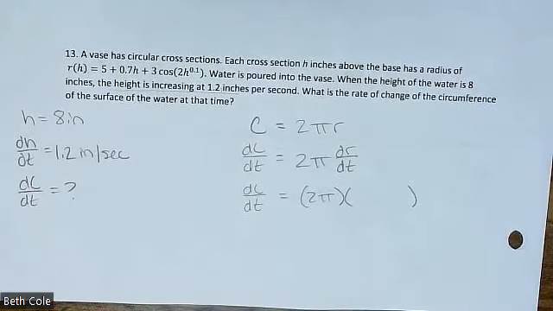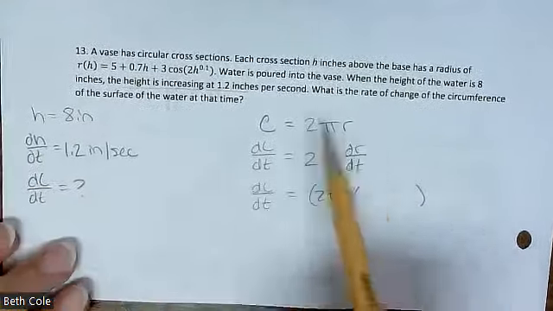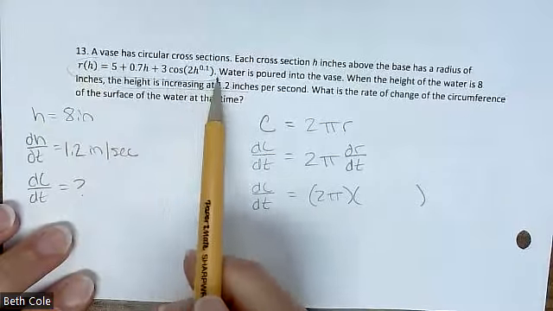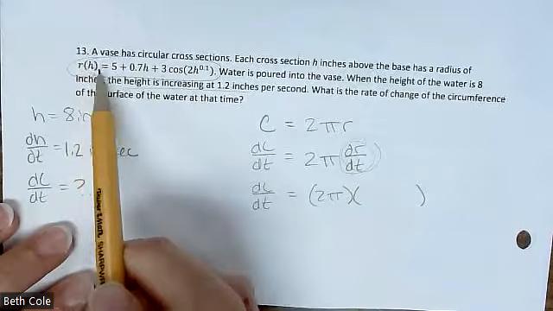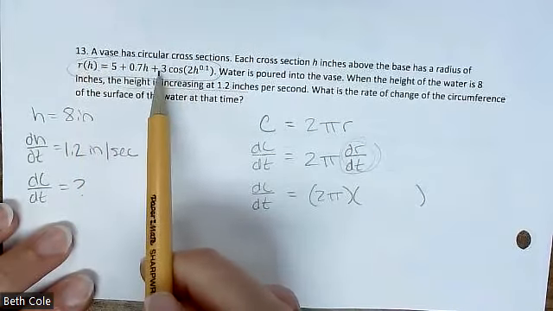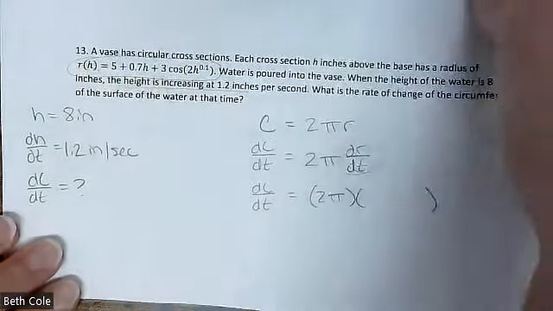So this is where you're going to have to stop and go back and look at what you have, kind of like a scavenger hunt. Like, here's what I've got. How can I get what I have? We have this formula for r, and I need dr dt. So what am I going to need to do with that? It's going to need to be a derivative.